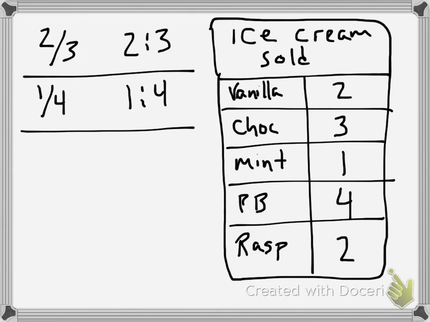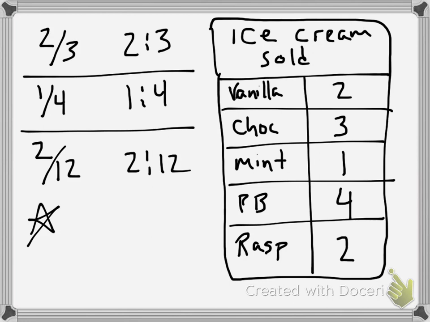What if it asked you for raspberry to total? Well, raspberry is 2, so that part is easy. Now, what's the total? Well, to figure out the total, I'd have to add all of these up. So 2 plus 3 is 5, plus 1 more is 6, 6 plus 4 is 10, 10 plus 2 is 12. So there are 12 total ice creams being sold here, and 2 are raspberry. So the ratio of raspberry to total would be 2 to 12, or 2/12, 2 to 12.